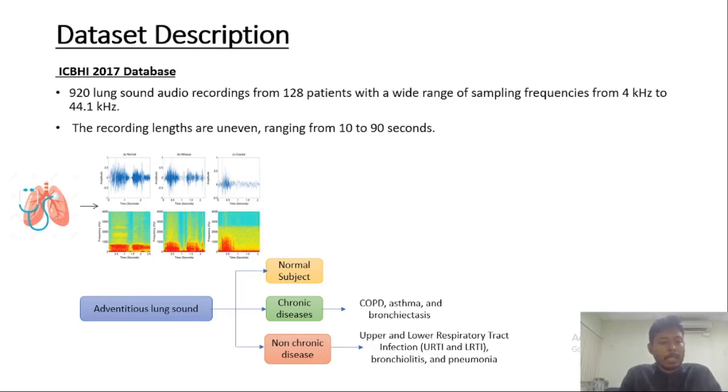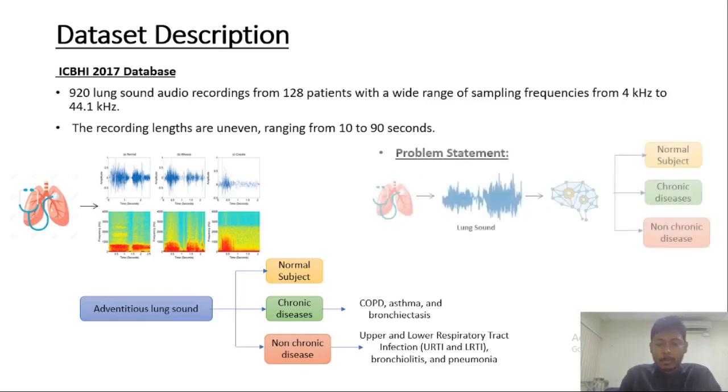The database contains respiratory sound signals, which correspond to 3 different disease types. Few people are normal, meaning they don't have any respiratory issues. Few people have chronic diseases like COPD, asthma and bronchitis, and some persons have non-chronic diseases like URTI, LRTI, bronchiolitis and pneumonia. So our problem statement is basically, given some lung sound signals, we need to make a low complexity, lightweight deep learning model which can differentiate whether the lung sound belongs to the normal class, chronic class or non-chronic class.